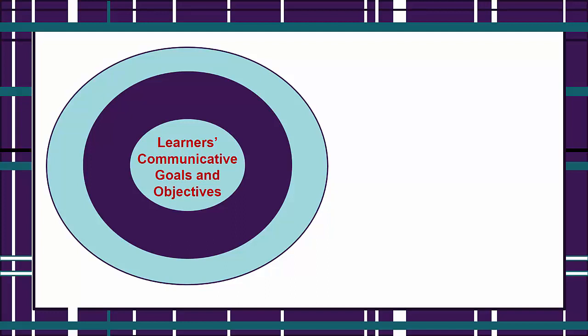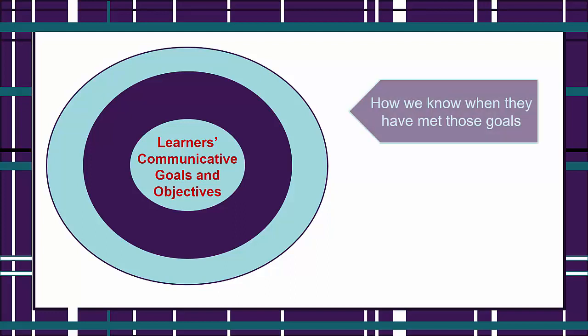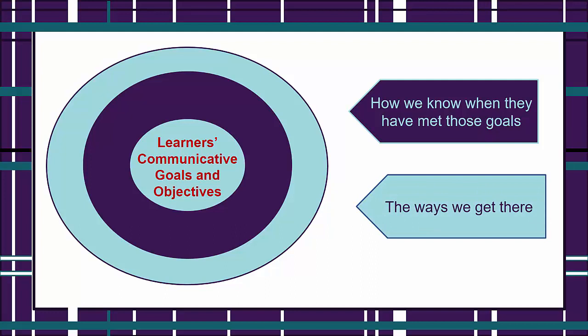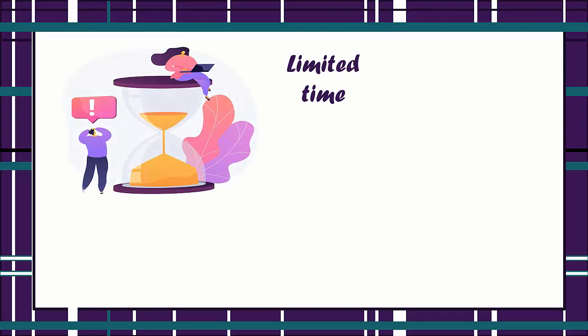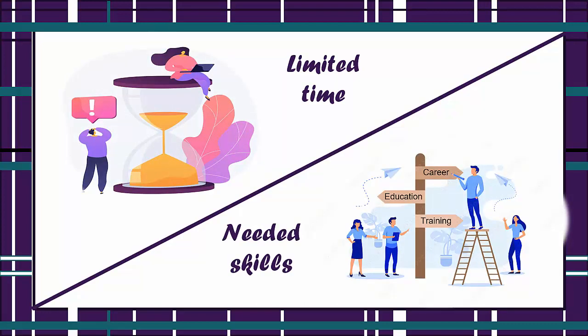For ESOL, of course, we need to emphasize our learners' communicative goals and objectives, how we know when they've met those communicative goals and objectives, and the ways we get there using sound SLA principles, primarily communicative language teaching. We also need to take into account the limited amount of time our ESOL students have with us in our classes. And we need to make sure our English learners learn skills that will help them succeed in their next steps in future education or careers.